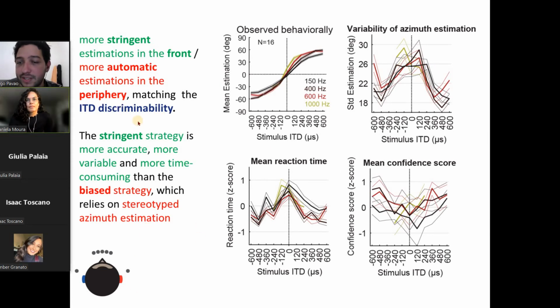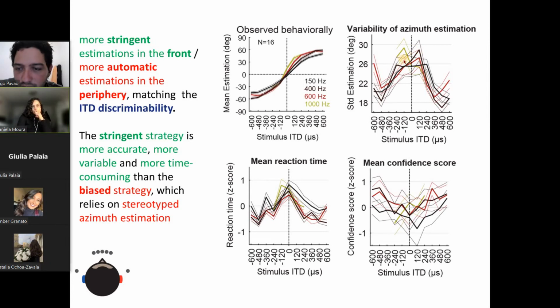And this kind of matches the discriminability of the sounds, the acoustic feature information. This stringent strategy is more accurate, it does what it's supposed to do. We don't have accuracy responses, but it's very accurate in the front. But it's more variable, more time consuming, and less confident. In the periphery it's biased, stereotyped, fast, with low variability and high confidence.